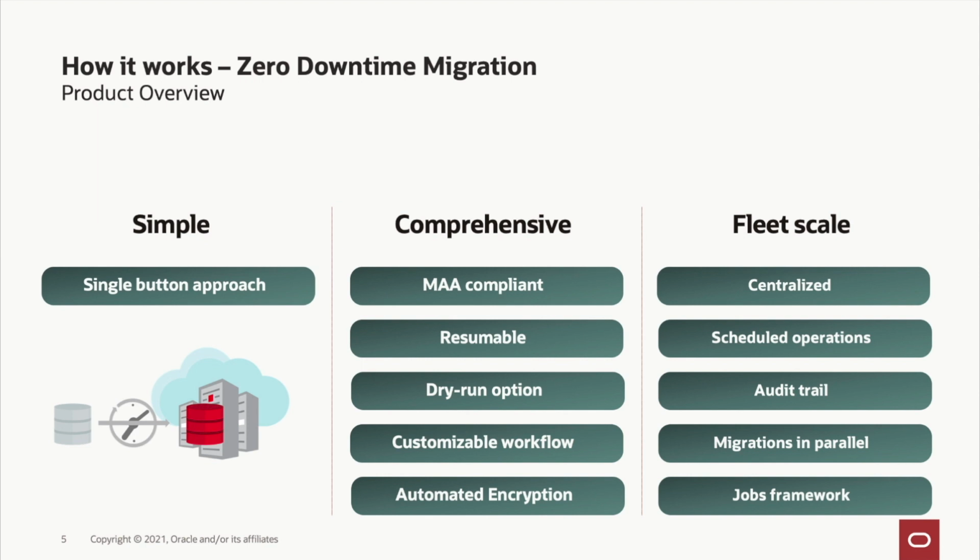Also, the product, as mentioned before, is super comprehensive. It's MAA compliant, meaning Maximum Availability Architecture compliant. You can pause and resume the migration if you want at some time. You could also start the migration by saying, once you reach this phase, please pause, and then I can do some testing and then continue. It offers a dry run option, which means you can do an evaluation of a migration, meaning you can migrate without migrating. Basically, I want to see what happens if I migrate, do some testing, but not actually migrate my data. So that's what the dry run or evaluation mode is.